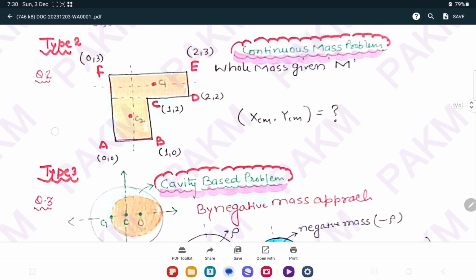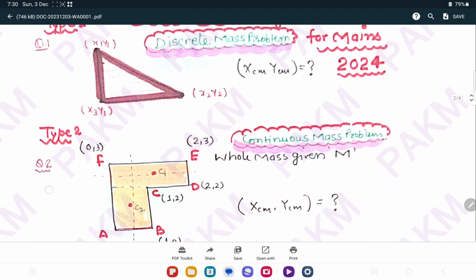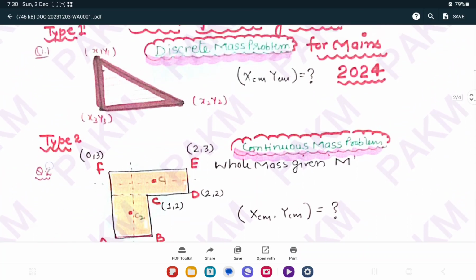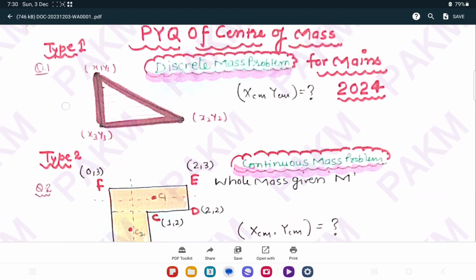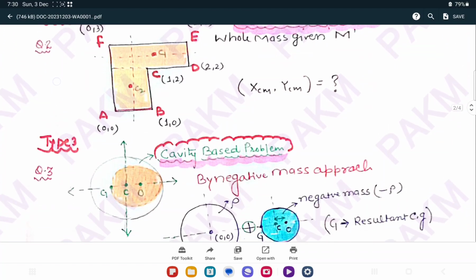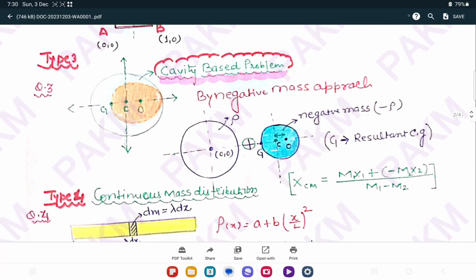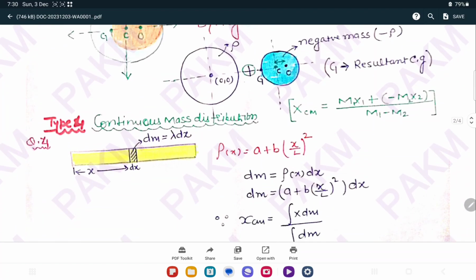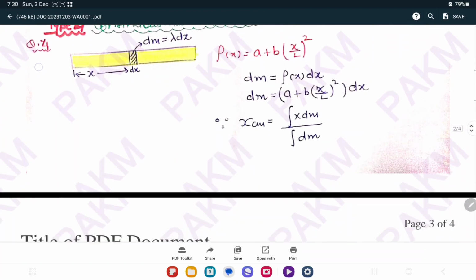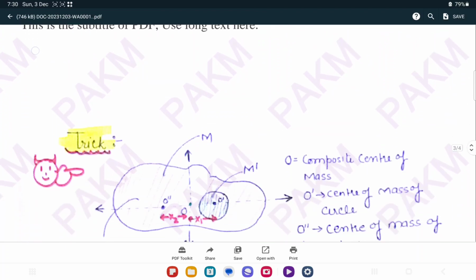You should revise these four types more frequently, like PYQs if you have. These four types of problems are discrete mass, continuous mass, or we can say compound body, where bodies are joined areally or linearly, and the cavity based one. This is very important, and this is continuous shape.